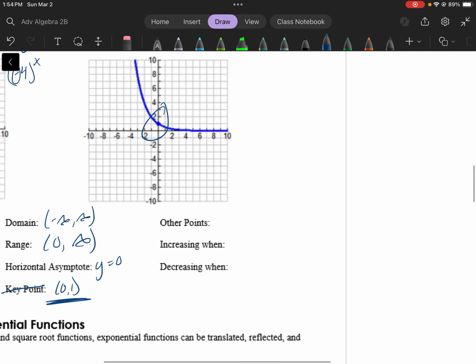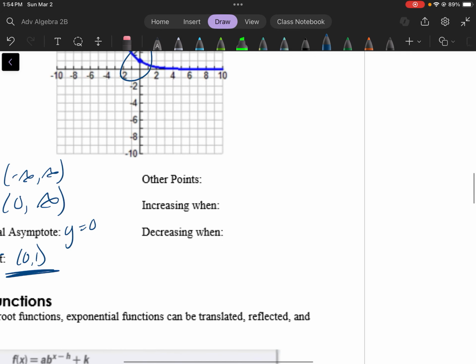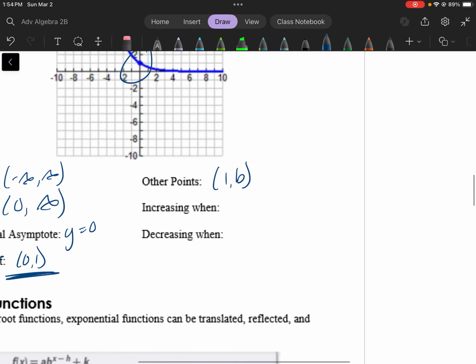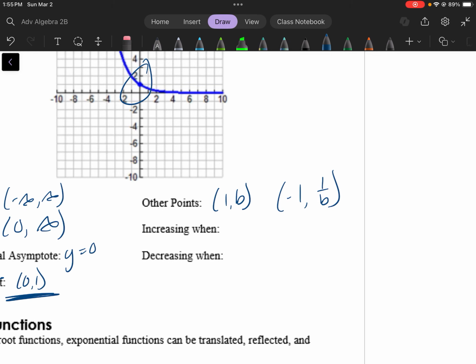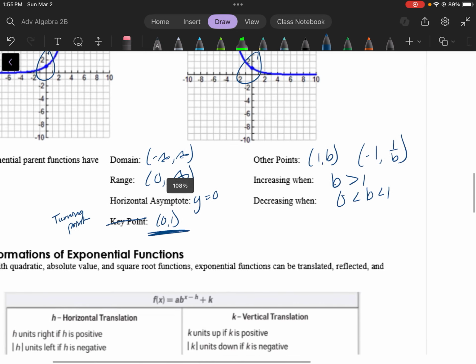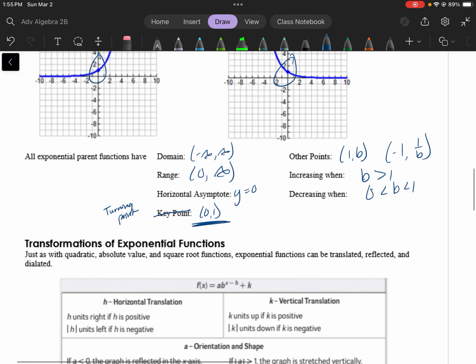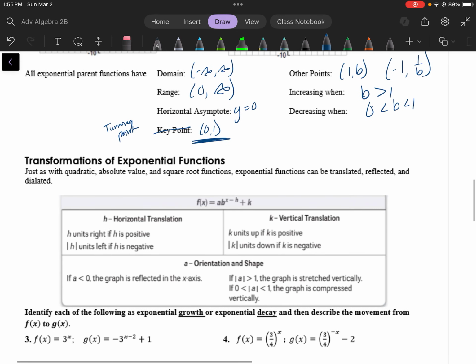Okay. The other points would be that we can have (1, b), where b is the b value, or it's (-1, 1/b). So that could help you when you plug in 1 and -1. You're always increasing when the b value is greater than 1, and you'd be decreasing when b is between 0 and 1. Okay, so those are some important things you need to remember and probably memorize and be able to utilize.